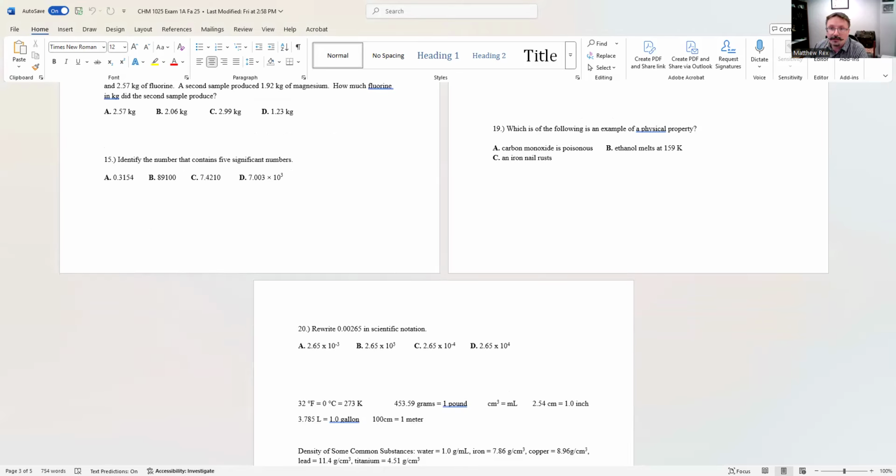And last, rewrite 0.00265 in scientific notation. So the easiest way to do scientific notation, we have to remember we're going to keep 1 digit to the left of the decimal. So I want to rewrite 0.00265 as 2.65. In this instance, I'm going to move the decimal 1, 2, 3 places, and it's moving to the right as the number is very small. So this would be a -3.